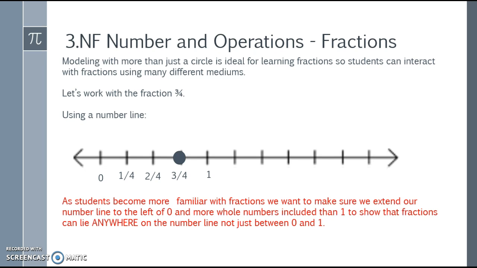So as students become more familiar with fractions, again we want to make sure we extend our number line to the left of 0 and more whole numbers included than 1 to show that the fractions can lie anywhere on the number line, not just between 0 and 1.